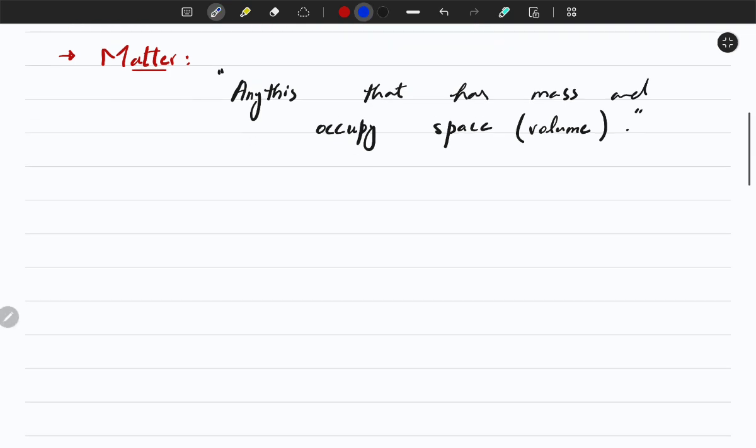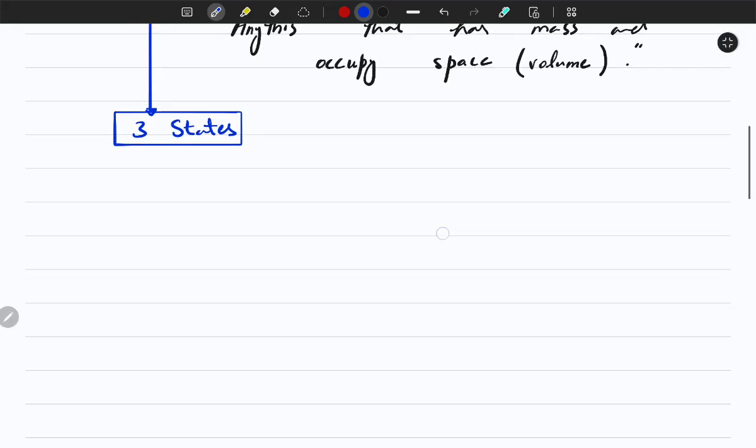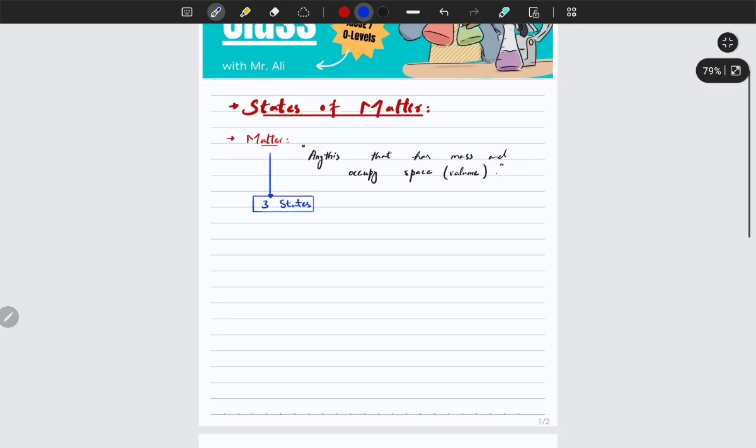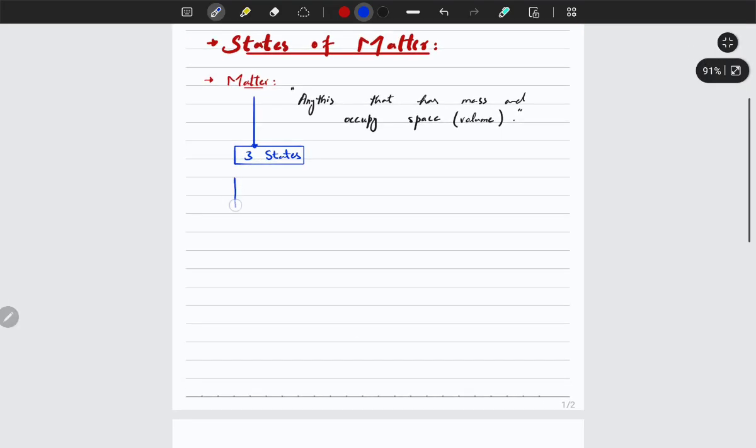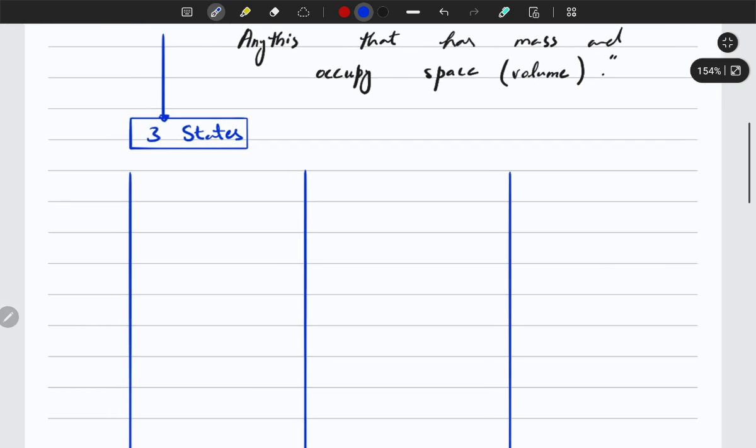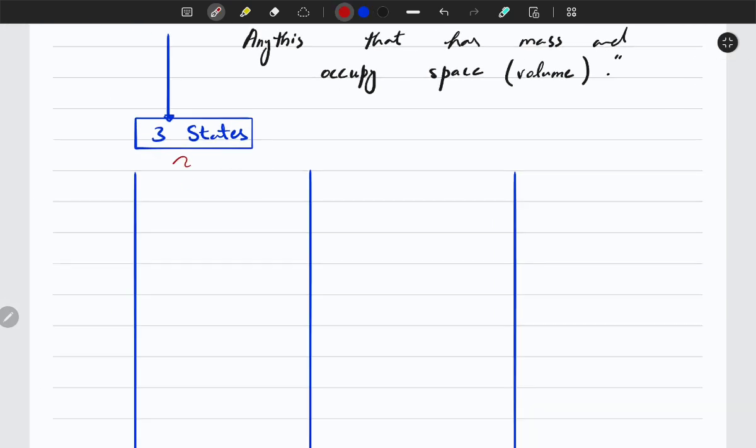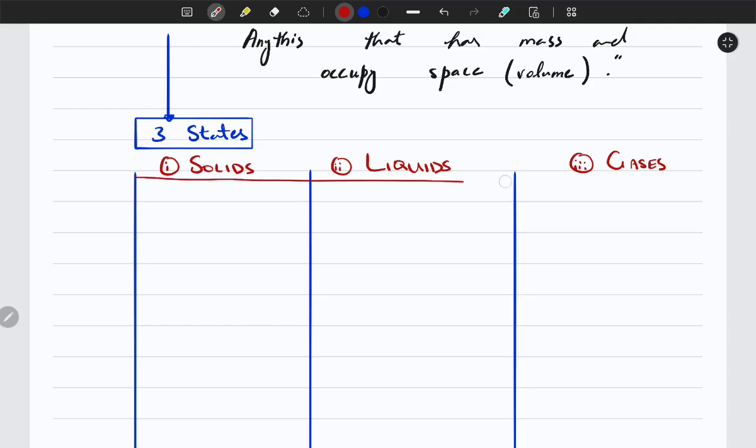Now, there are three major states of matter. I hope you already know what those states are. So let's make a very short table here. The three states of matter, as we already know, are: number one, solids, number two, liquids, and number three, gases. So you already know about that.